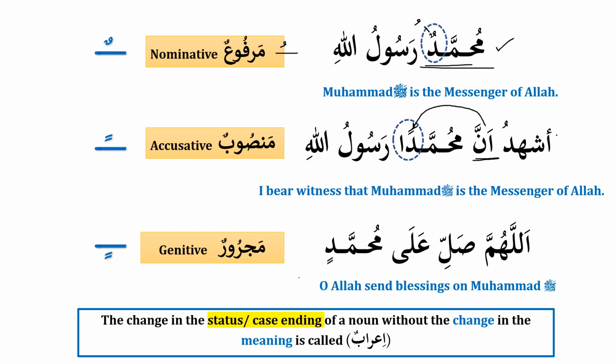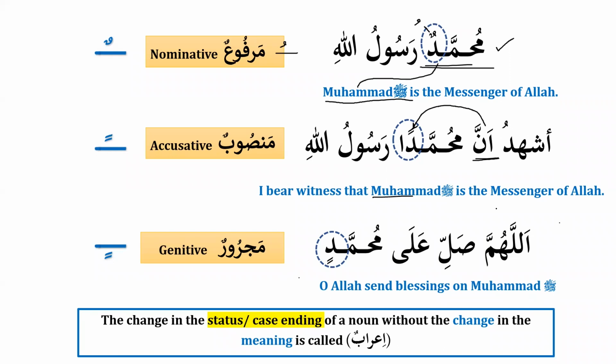And what does it mean when it has fatha? And what does it mean when it has kasra? And then when we say, Allahumma salli ala Muhammadin, now it is in the genitive case, or it is majroor. So now if you look at the translation, Muhammad sallallahu alayhi wa sallam is the messenger of Allah.